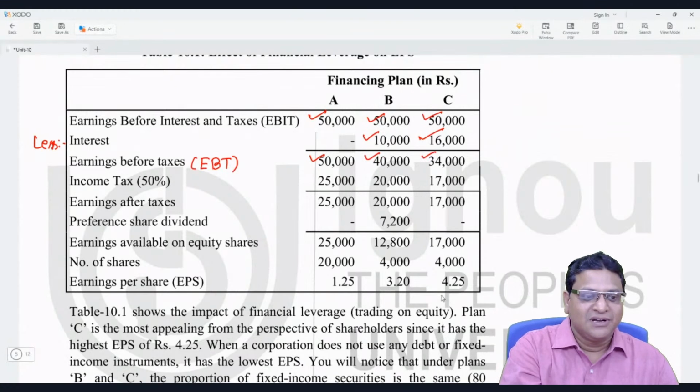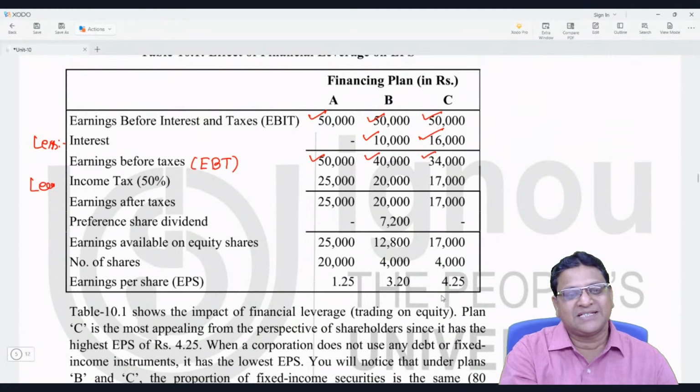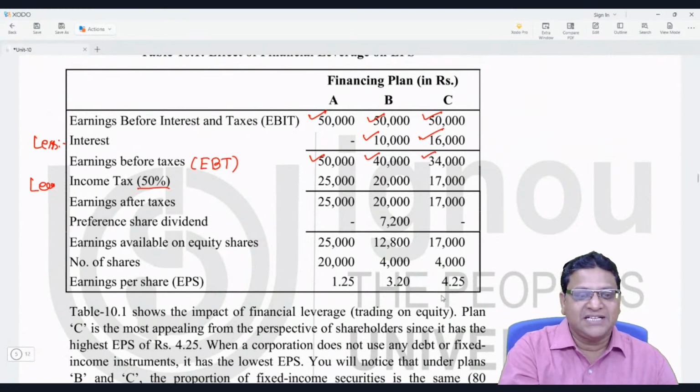Next, we will reduce tax from EBT. That is known as less tax. Suppose the tax rate is 50%.